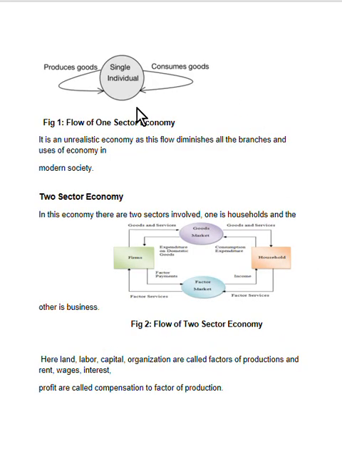Just look at this view of a single individual who consumes goods and again produces goods. Then, two sector economy, what does it mean? In a two sector economy, one produces goods and another consumes goods. That means it's not like one sector, just the opposite. Here in this economy there are two sectors involved: one is household and the other is business.